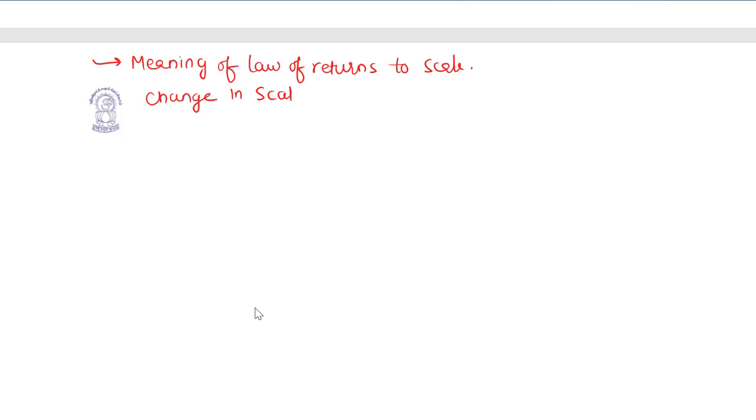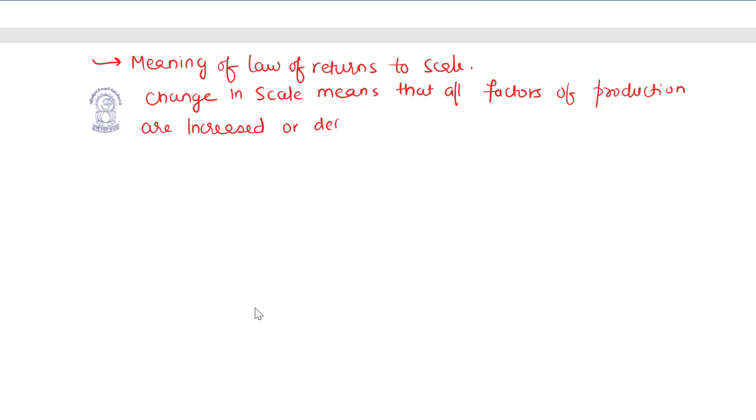Change in scale means that all factors of production are increased or decreased in the same proportion.